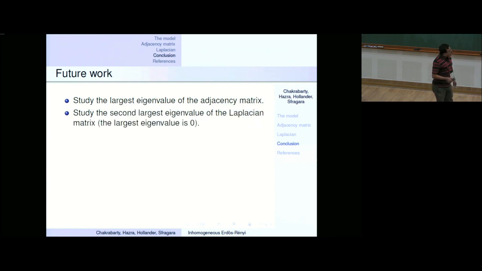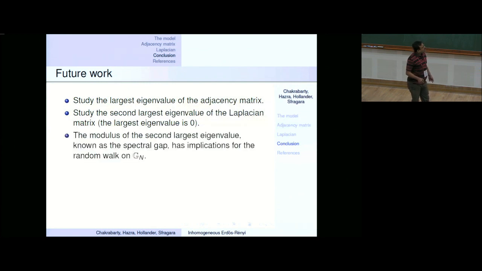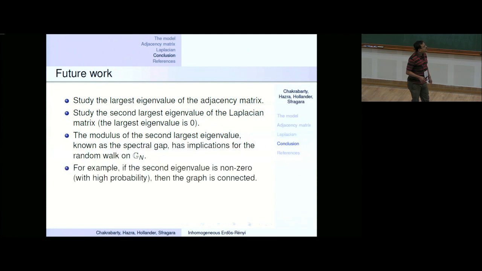So the other important direction is to study the second largest eigenvalue of the Laplacian matrix. So the way we define it, the largest eigenvalue is always 0. So hence the second largest value is of importance. So the modulus of the second largest eigenvalue, which is known as the spectral gap, has implications for the random walk on Gn. So for example, if the second eigenvalue is non-zero, then the graph is connected. So proving that this happens with high probability would have a serious implication for the graph.